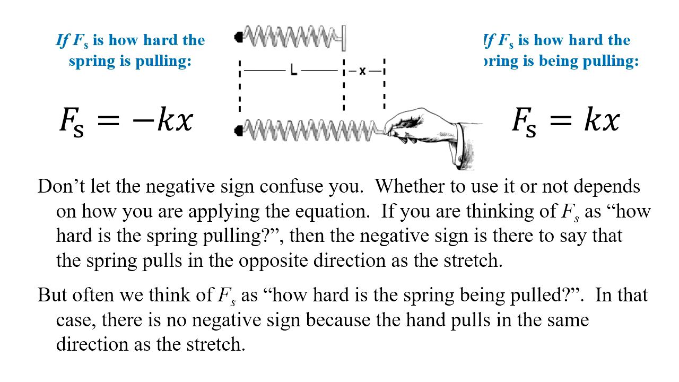Don't let the negative sign confuse you. Whether to use it or not depends on how you are applying the Hooke's law equation. If you are thinking of F sub S as how hard the spring is pulling, then the negative sign is there to say that the spring pulls in the opposite direction as the stretch. But often we are thinking of F sub S as how hard the spring is being pulled. In that case, there's no negative sign, because if you're pulling on the spring, you are pulling in the same direction as the stretch.